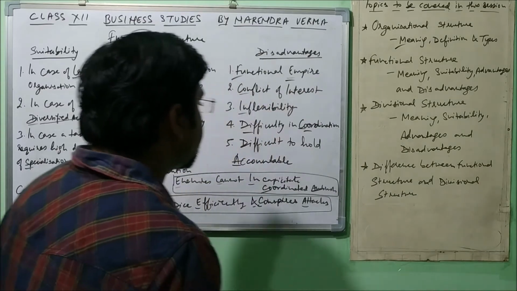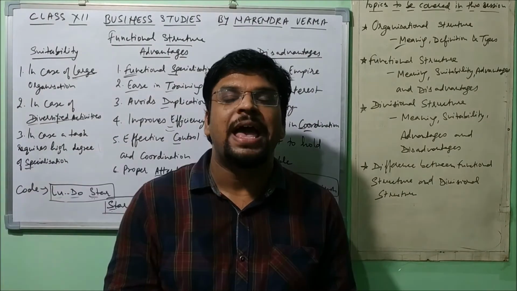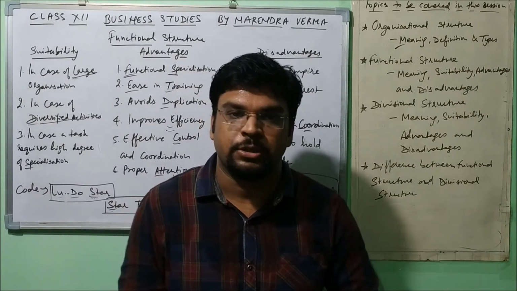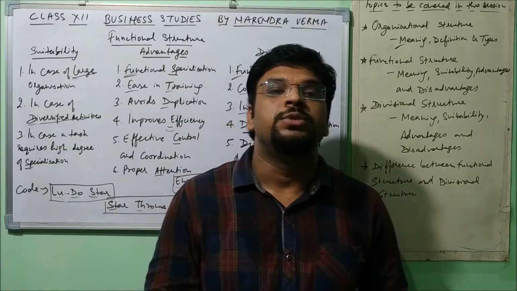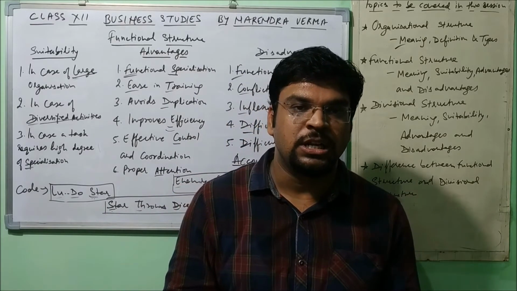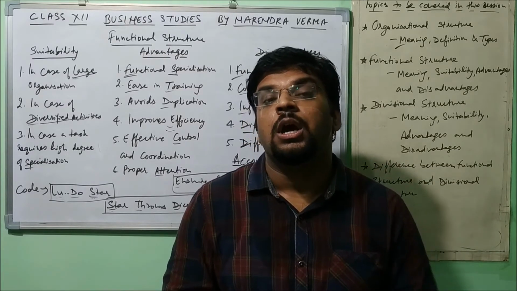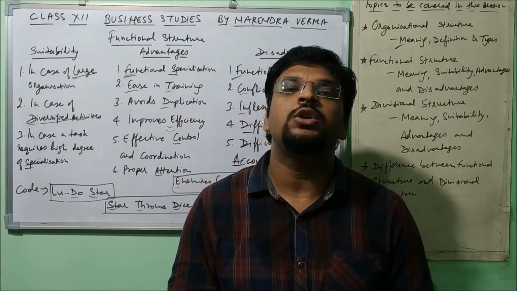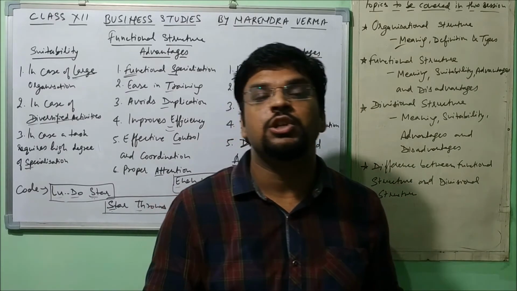Another, difficult to hold accountable. See, as this is there within the organization, if the organization is not able to achieve its objective overall, now who will be accountable for that? Sales department, production department, marketing department, who will be accountable? So it is very difficult to fix accountability. We cannot say that all the time the sales department is responsible.